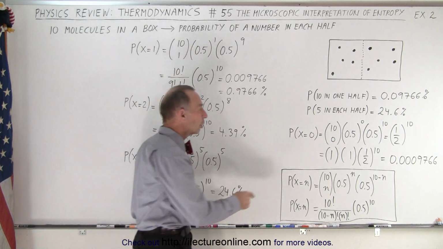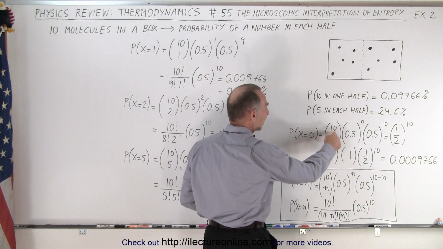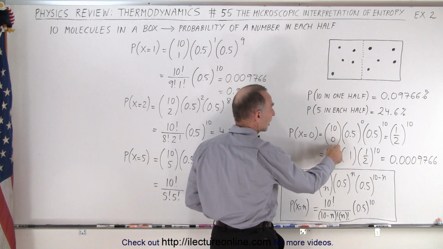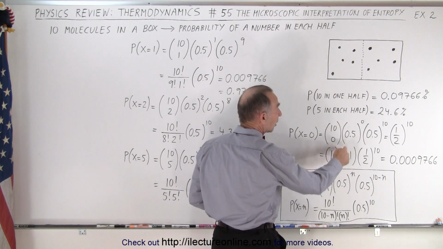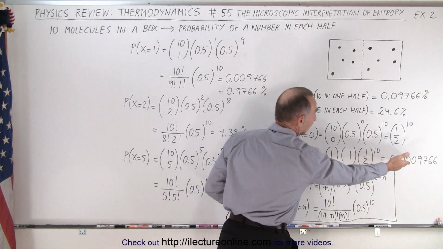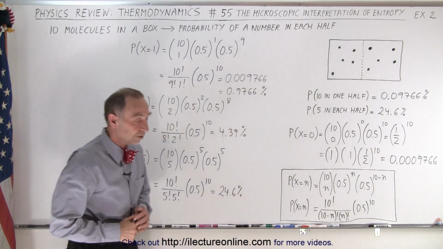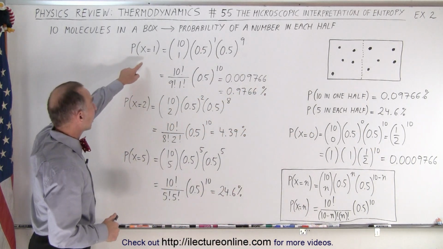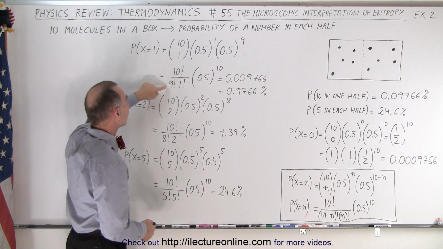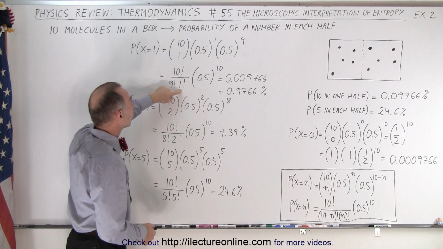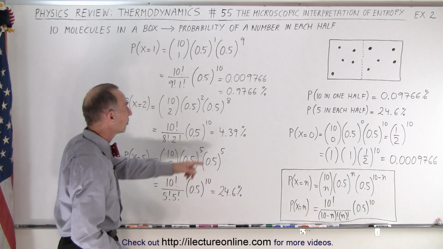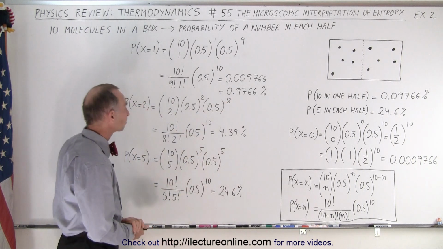So in the case when they're all on one side and none on the other, we have 10 and 0, in other words, 10 factorial divided by 0 factorial divided by 10 factorial, which is equal to 1. 0.5 to the 0 power is 1, and 0.5 or 1/2 to the 10 power is equal to that number, which is almost 1%. What does it look like if we have 1 on one side and 9 on the other side? Well, that would be 10 factorial divided by 9 factorial divided by 1 factorial times 0.5 to the 10 power. It always will be 0.5 to the 10 power, so that ends up being almost 1%.